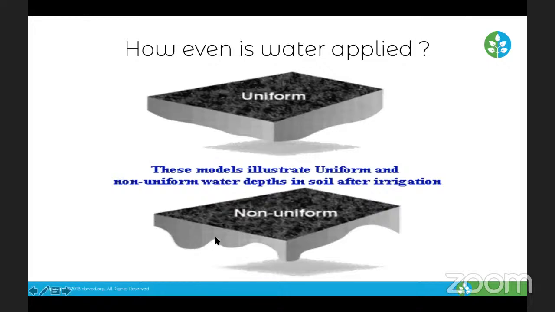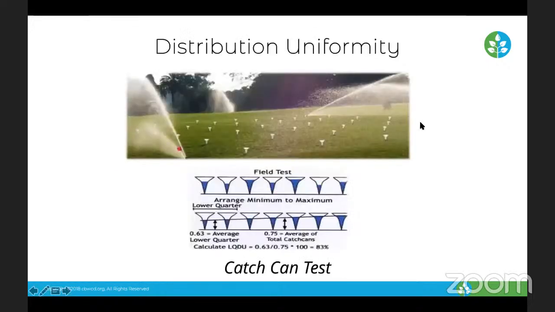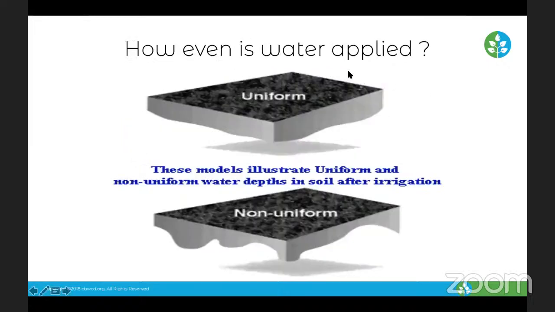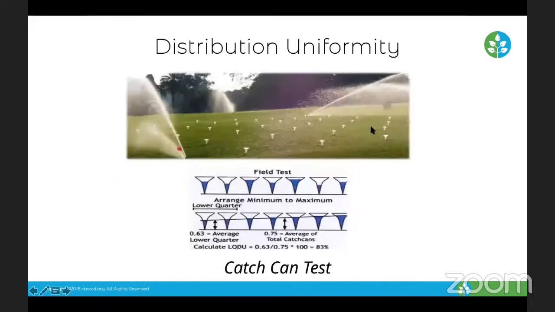So this model is not uniform. You can see these large differences in wetted area below the surface. This is because the water being applied is not evenly distributed. So low distribution uniformity, high distribution uniformity is the goal. So how do we even know? We don't go and cut out a square of the soil and dig it all out and see what's saturated. That's not reasonable. Well, there are some tests you could do.